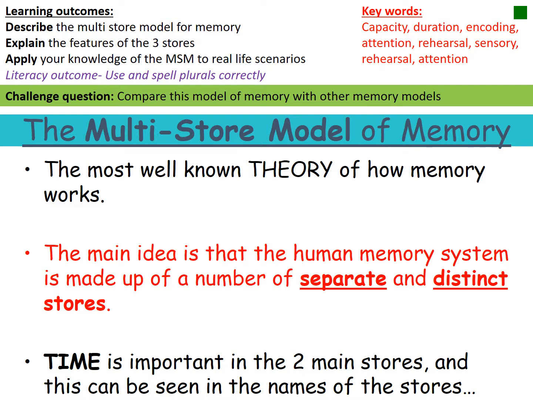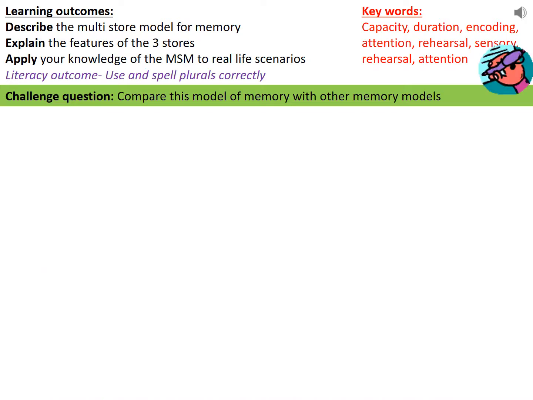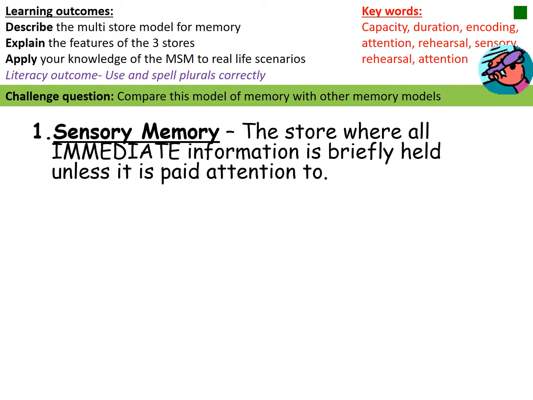It was also what we call the foundation model, because many models that we use now, like the working memory model, all stem from and agree with the multi-store model of memory, which is literally the idea that human memory itself is broken up into three very separate and distinct stores. And those stores are sensory, short-term and long-term memory.